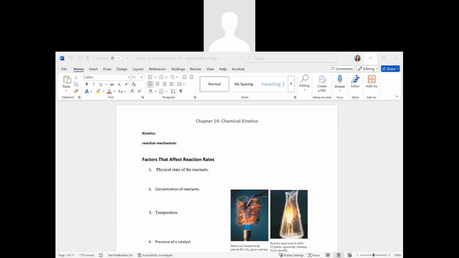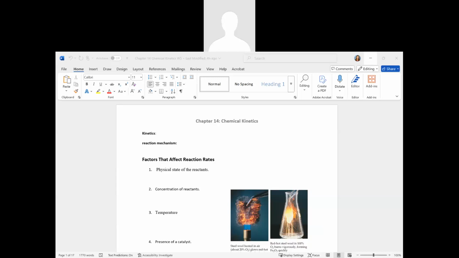A reaction mechanism, all you really need to know is that it describes exactly how the reaction occurs. We know that bonds will break and new bonds will form. So whenever we reference the reaction mechanism, that's what is being talked about.